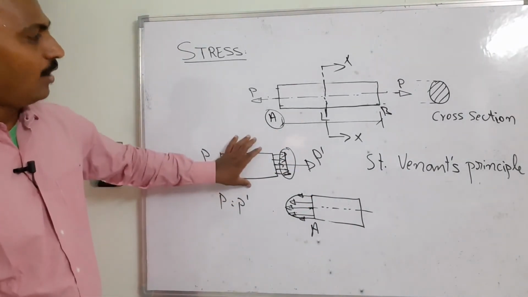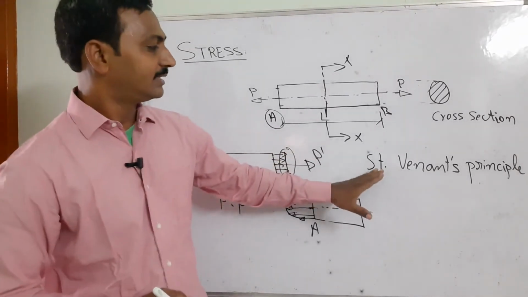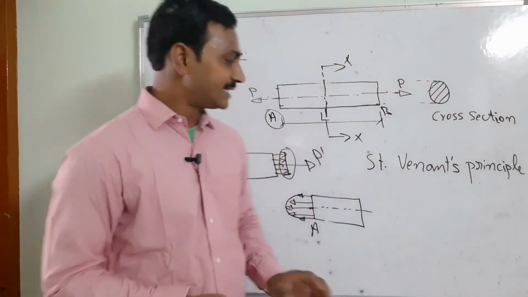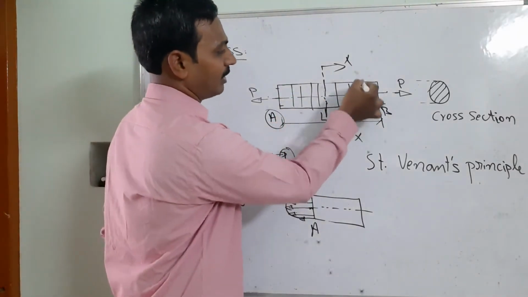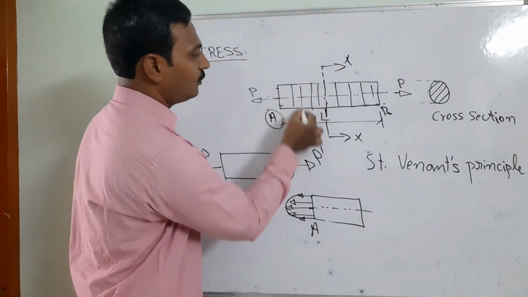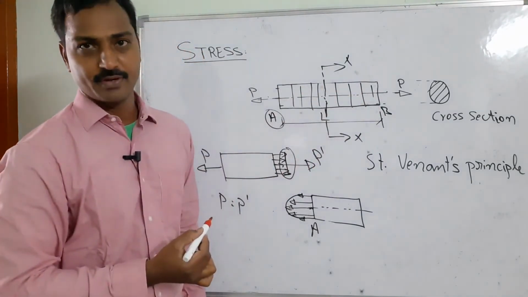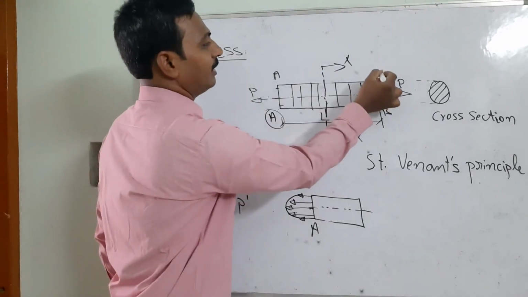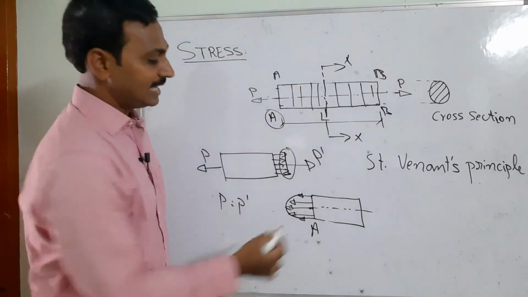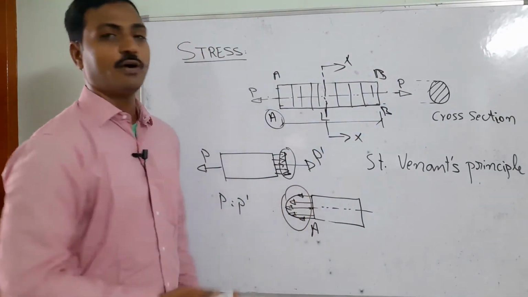So this way we apply the Saint-Venant's principle, to understand how the distribution exists at each section of this member. We are assuming that it is uniformly distributed throughout the length of the member, at the section. But at the end where we are applying the load, the stress may not be uniformly distributed.